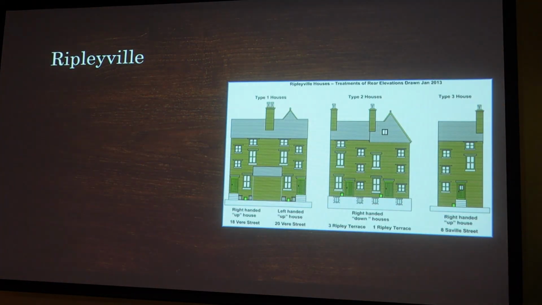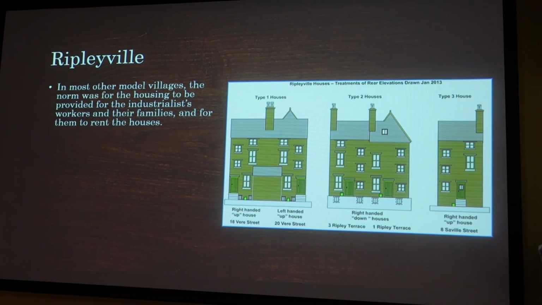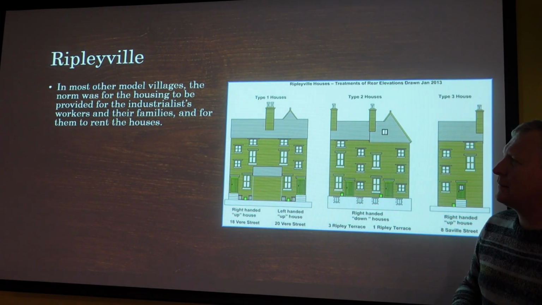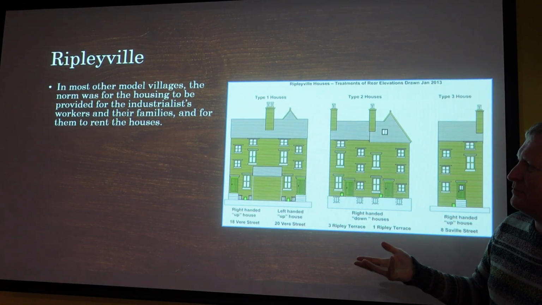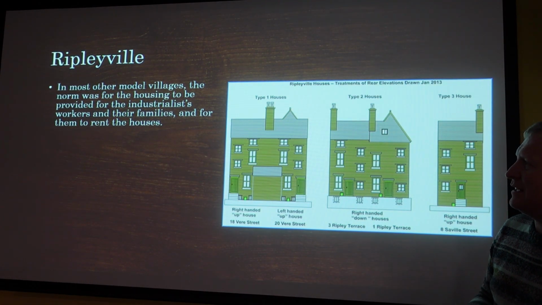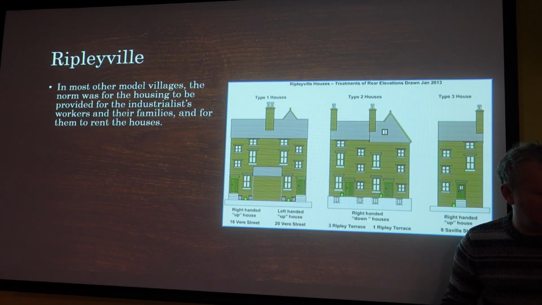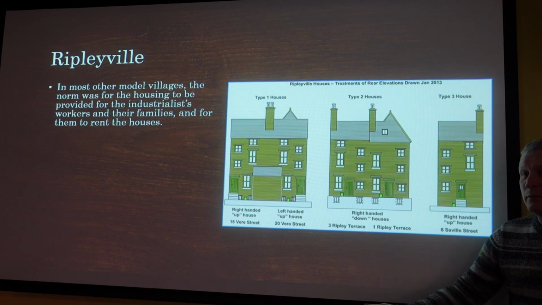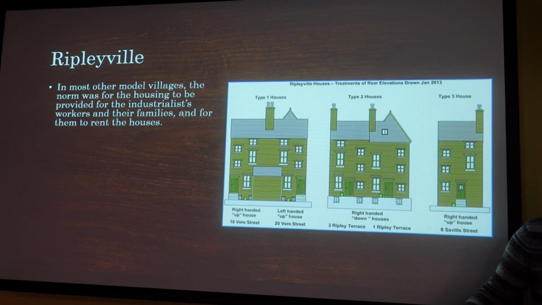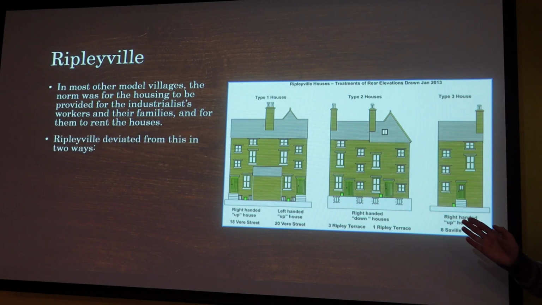It's different with Ripleyville. Most of the model working villages, that's the norm. Housing is provided for the workers and their families for them to rent. It was only about 50% in Saltaire that were working at the mill. Right, okay. But that will have been the aim when it was started. Now, it was a bit different in two ways.